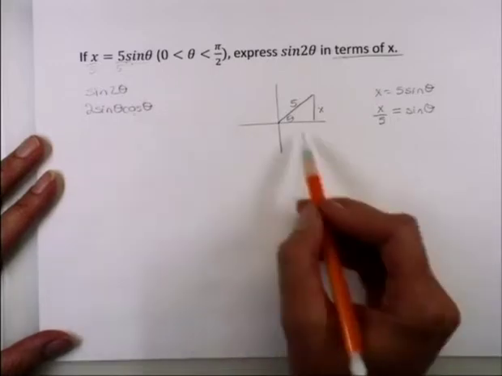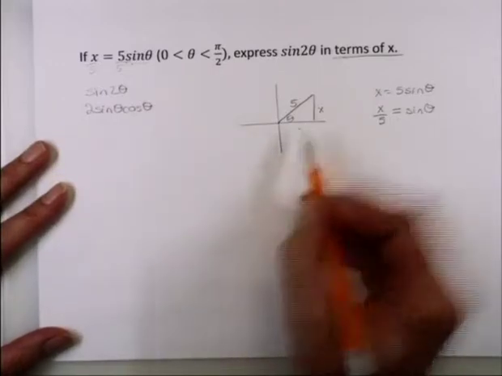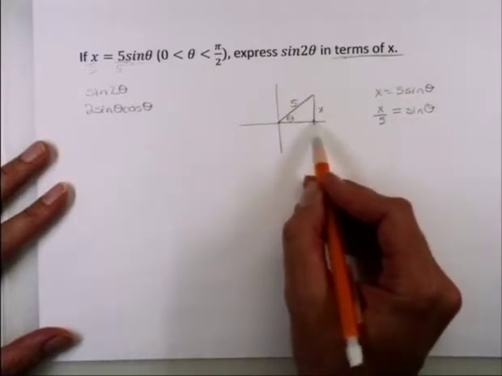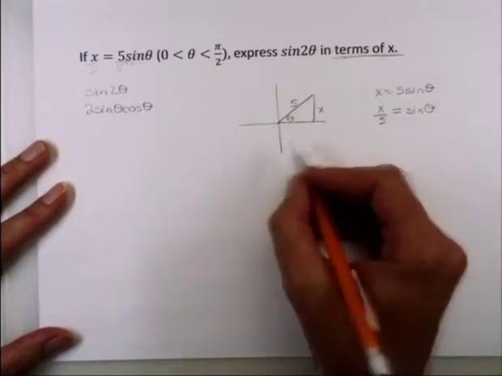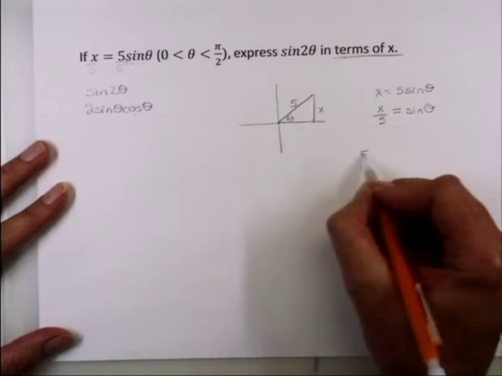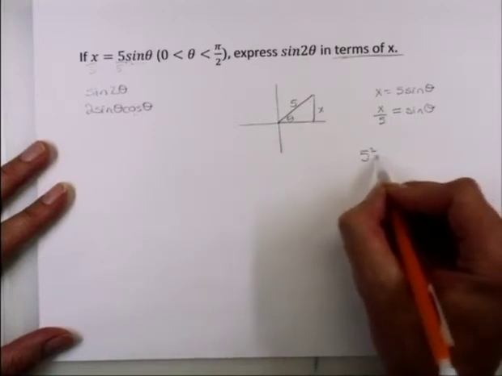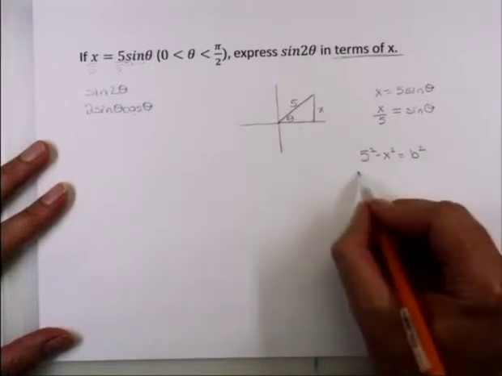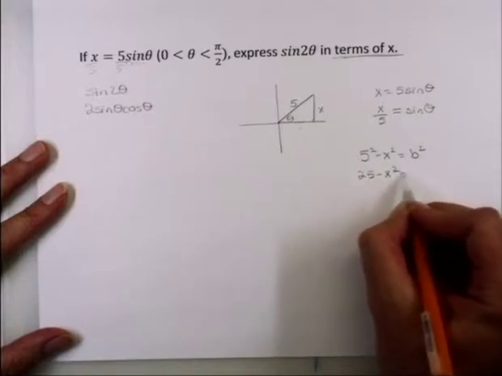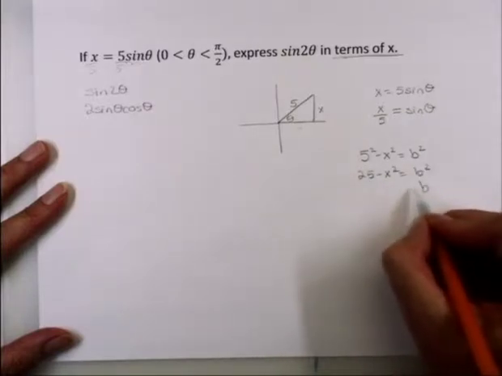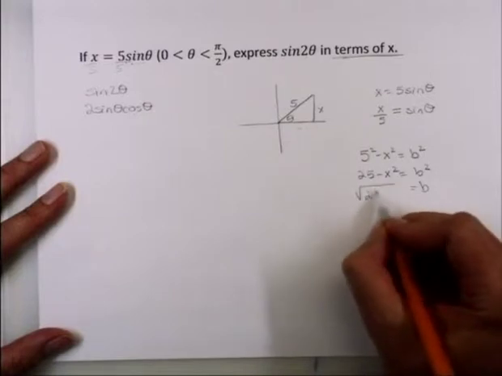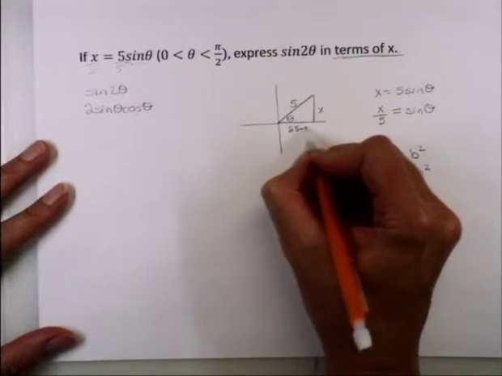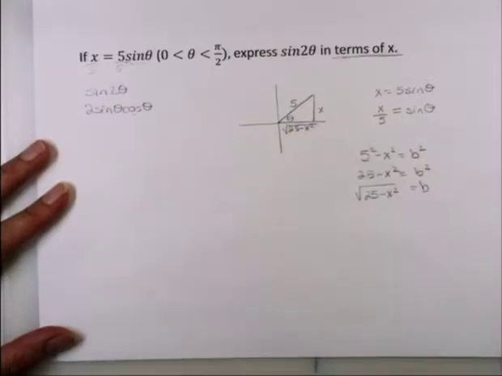Now, if I need the cosine, I'm going to need to find this. Now, since they want my answer in terms of x, I'm just going to go ahead and solve for this side in terms of x. So I'm going to use my favorite formula, the Pythagorean theorem. So I have 5 squared minus x squared equals, we'll call it b squared. So I have 25 minus x squared equals b squared. So I end up with that side being the square root of 25 minus x squared. So I'll mark that down up here. Radical 25 minus x squared.